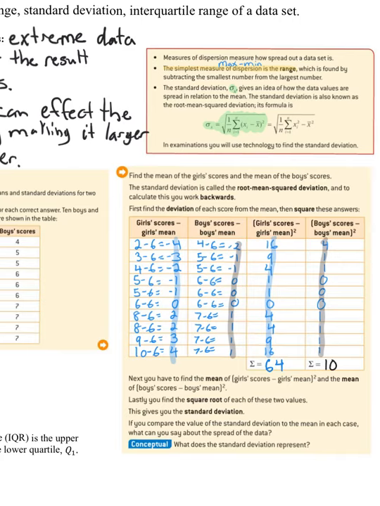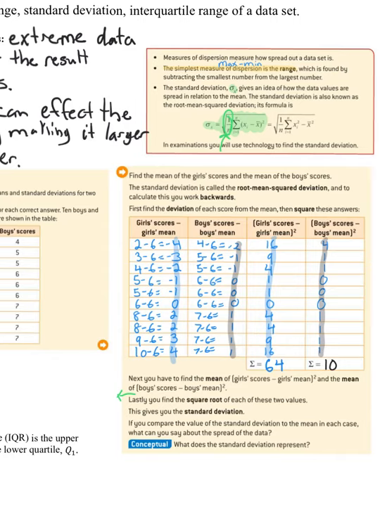So the instructions here I think are pretty good because it says first find the deviation of each score from the mean, then square these answers. That's right above the table. And then right below the table, next you have to find the mean of the girls' scores minus the girls' mean squared, and the boys' scores minus the boys' mean squared. I really like that. But now it says, lastly, you find the square root of each of these two values. But if I'm looking up here at the equation, there's one thing we didn't do before we square rooted. That's not included here. And that's one thing I don't like about the book, is I feel like it's missing a step.